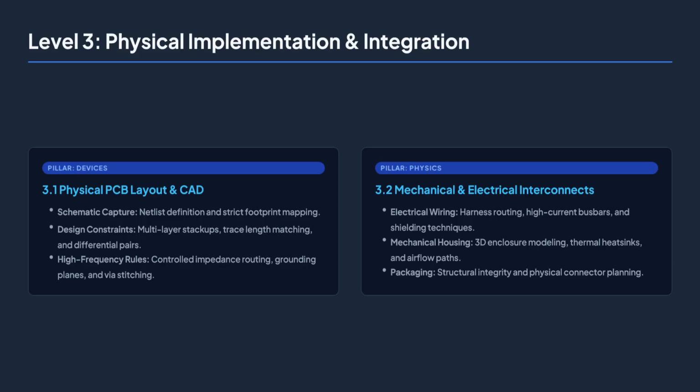At level 3, we move into physical implementation. Schematic capture turns into multi-layer PC board stack-ups, meaning printed circuit board stack-ups, where controlled impedance and trace length matching are enforced to prevent signal integrity degradation. But hardware isn't just electronics. It requires robust mechanical housing and electrical harnesses or looms. Thermal heatsink path and structural packaging protect components from physical and environmental stress.